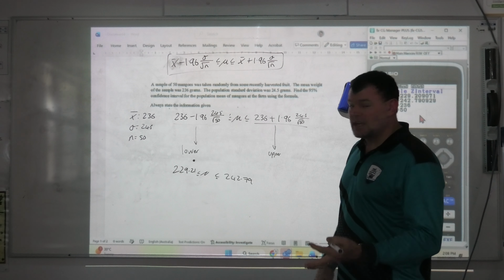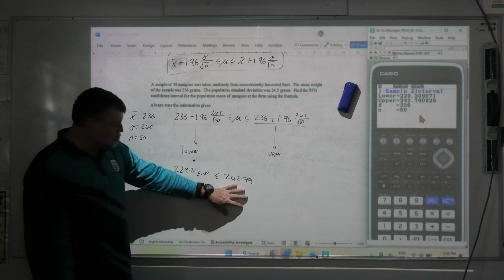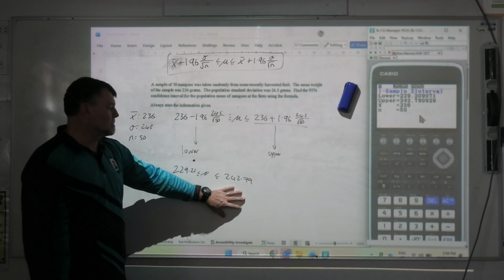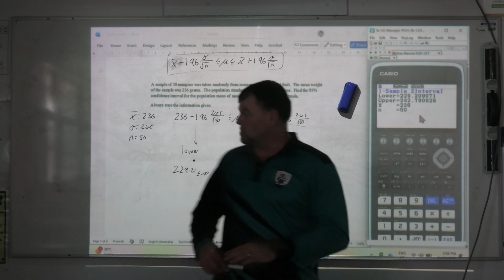If we were going to write a statement on this, we would write a statement by stating that we are 95% confident that the weight of the mangoes lies between 229.21 grams and 242.79 grams. That is the statement that will describe this confidence interval.